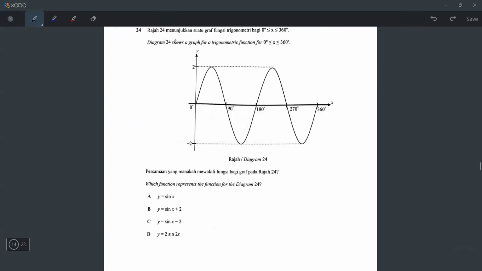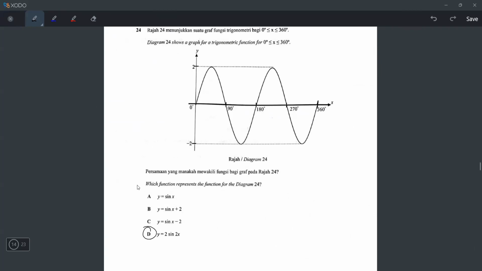Let's go to 24. Diagram 24 shows a graph of a trigo function for 0 to 360. And we can see that this is obviously a sine graph. Can you see it looks like a wave, right? It's not a cos graph or a tangent graph, it's a sine graph. And then they ask which function represents the function for diagram 24. So we have A, y equals sine x. I know this is wrong. B, y equals sine x plus 2. This is also wrong. C, y equals sine x minus 2. Also wrong. That's okay. The answer is D.